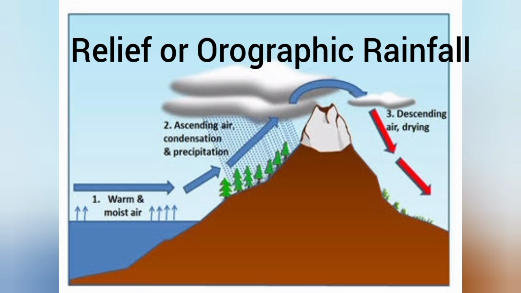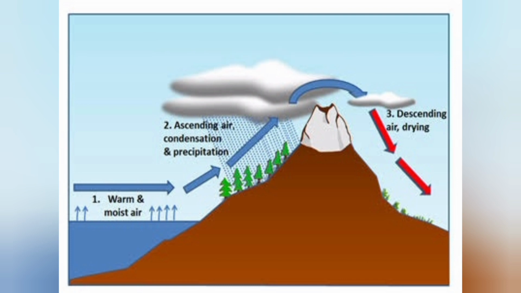Let's talk about the different types of rainfall. So basically the first type of rainfall is called relief or orographic rainfall, which happens in a mountain region or a hilly region. So this is a very normal and widespread type of rainfall in which there is a huge mountain which stands on the path of a moisture laden and warm wind and forces it to rise.